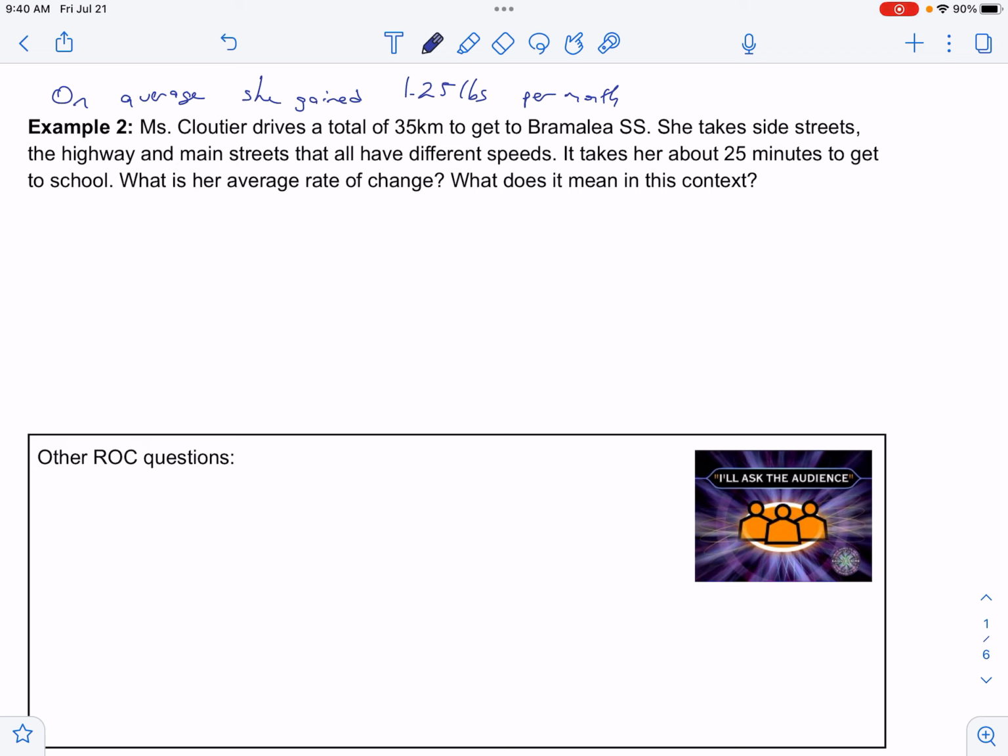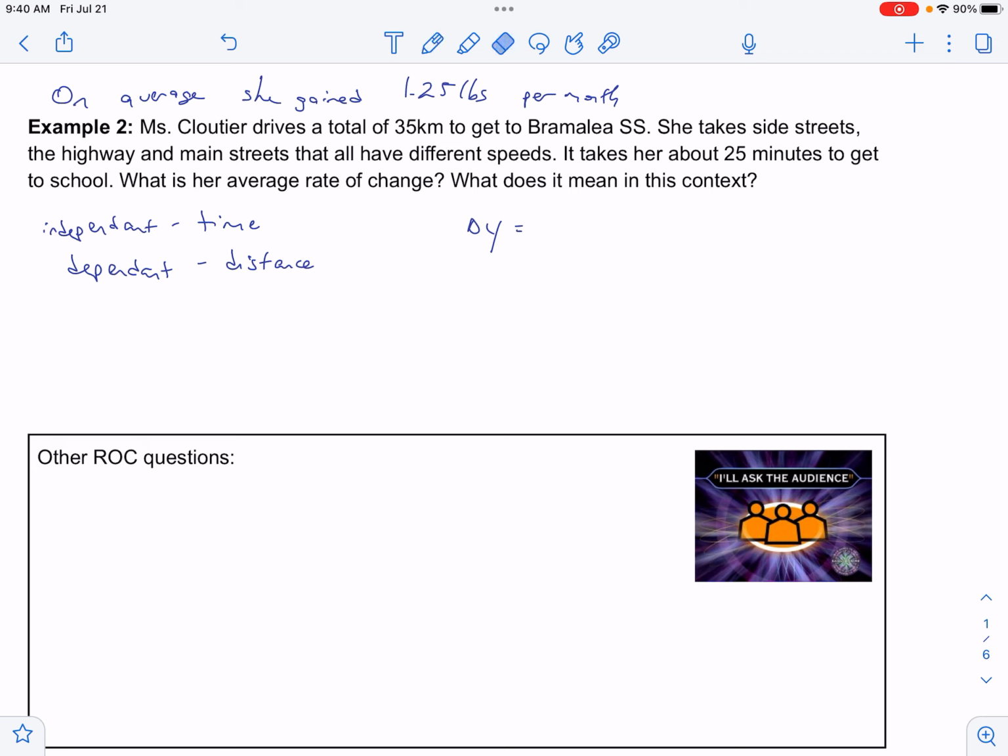I take side streets, I take the highway, and I take main streets, which all have different speeds. On average, though, it takes me 25 minutes to get to school. What is my average rate of change? So in this case, my independent variable is the time, and my dependent is the distance. Okay. In terms of time, we know that it takes me 25 minutes.